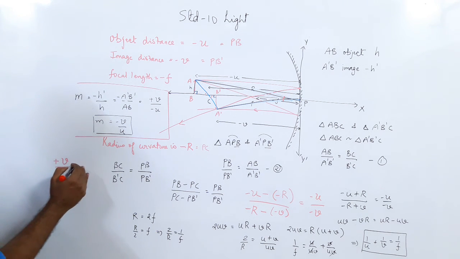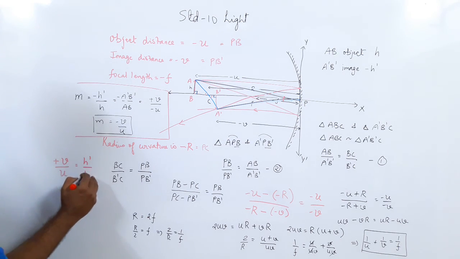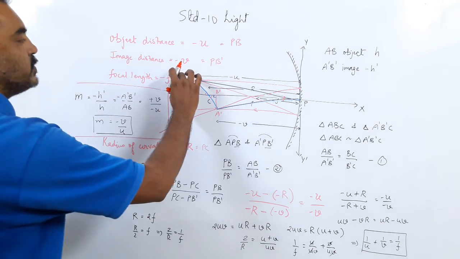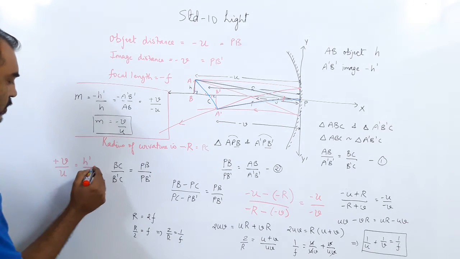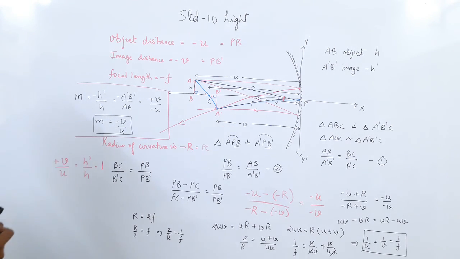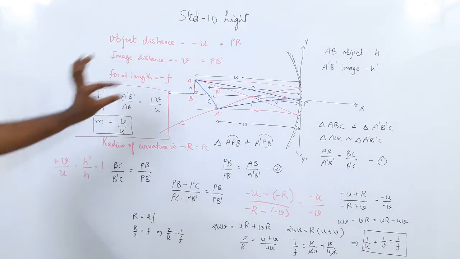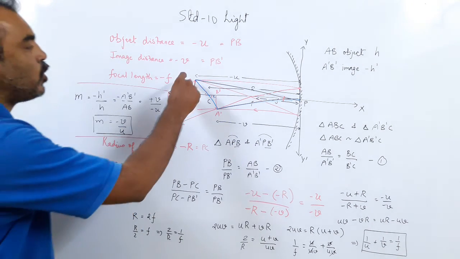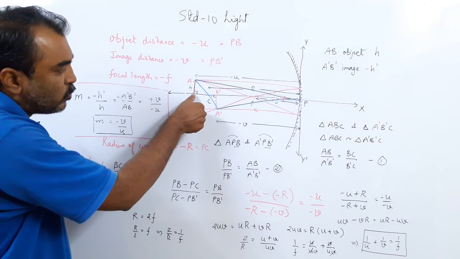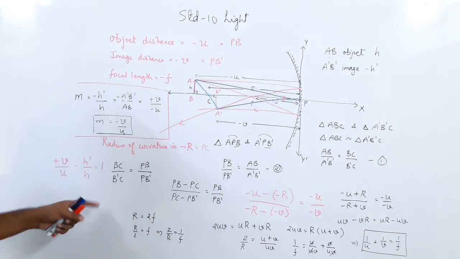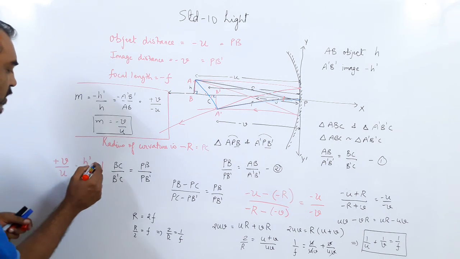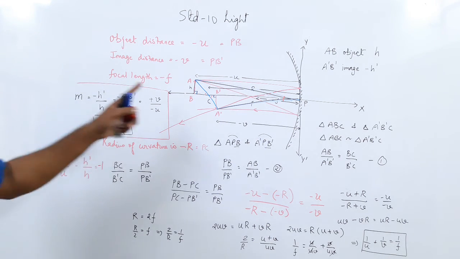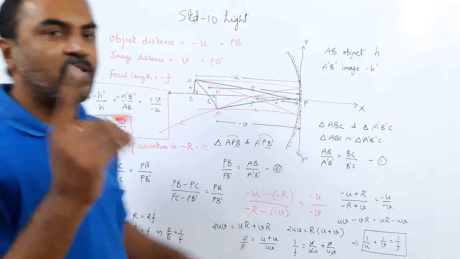But the height of both is the same. In a plane mirror, the height of the object and the height of the image is the same. So we get the magnification 1. In a plane mirror, the magnification is 1, because the object height and the image height are equal. For a plane mirror, because the image is virtual and erect, magnification is 1.